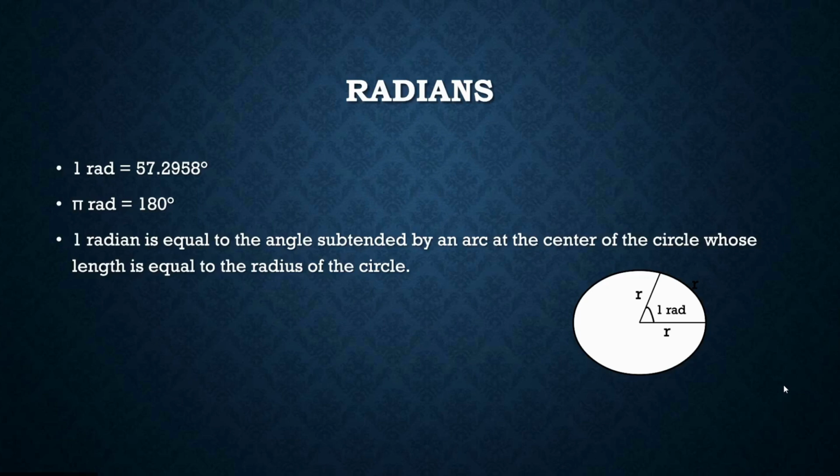So let's try and find out the angle. For arc length, you have already studied this formula in IGCSE: theta over 360 into 2 pi r, and the arc length is r. So we can divide both sides by r and we will get 2 pi theta over 360 is equal to 1. So we get 2 pi theta is equal to 360, and theta is equal to 360 over 2 pi, and this gives you the answer of 57.3.